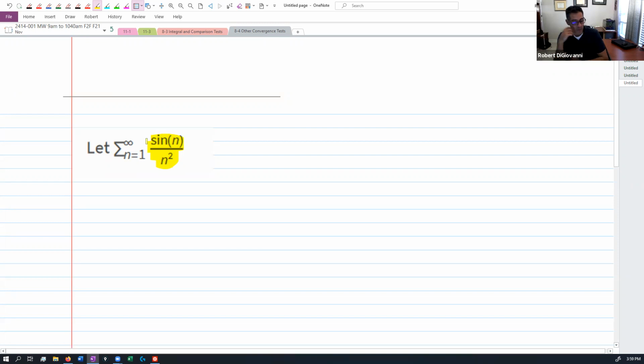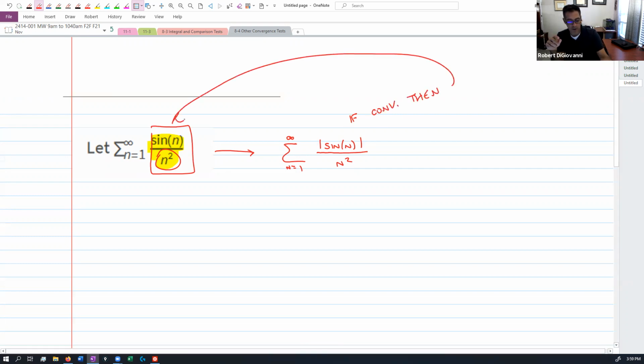All right, well, then what can we do? Well, let's take a look at the sum n equals 1 to infinity of the absolute value of sine of n over n squared. So I'm taking the absolute value of the top and bottom, but because n squared is always positive, I don't need to consider its absolute value. So what we're doing is we're looking at the sum of the absolute value of this thing. Now, if this converges, then that one converges. That's what the theorem tells us. So hopefully this converges. So how are we going to do this?